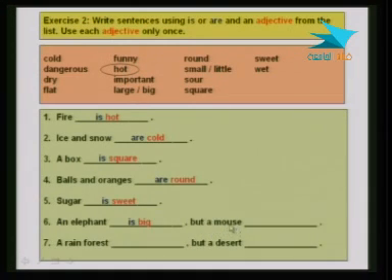But a mouse, well, what's the opposite of big? Small. But a mouse is small. Number 7, a rainforest is wet, but a desert is dry. A desert is dry. It's very important that we do this exercise together, okay? It's also very important that you do the exercises that I will give you later on.